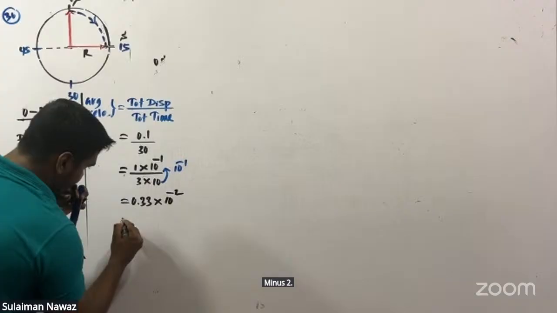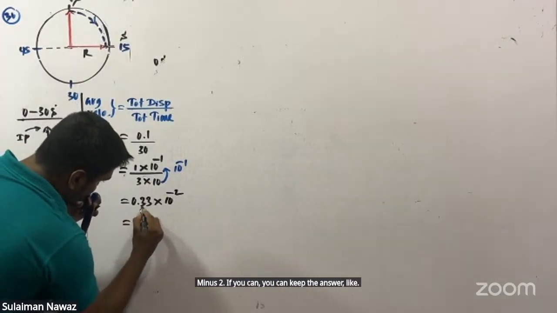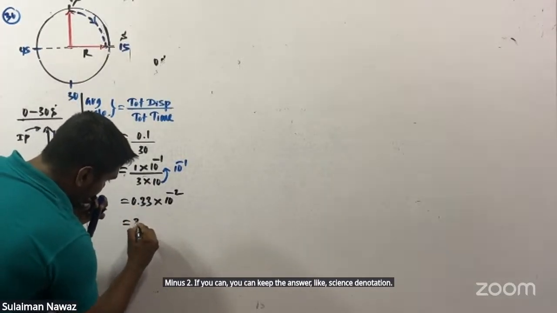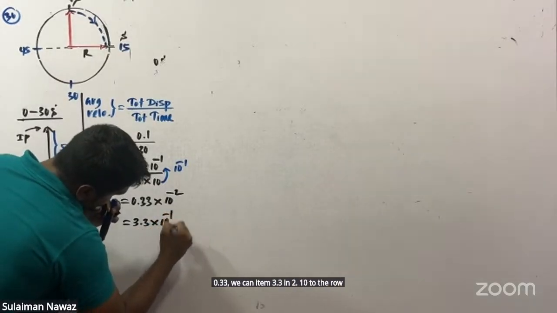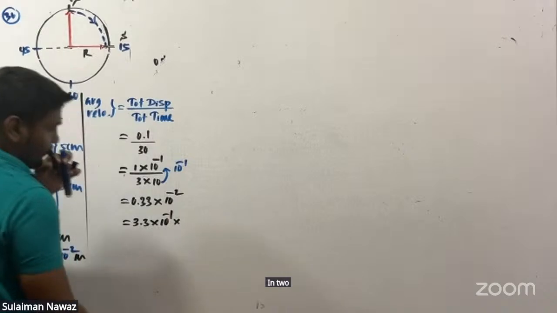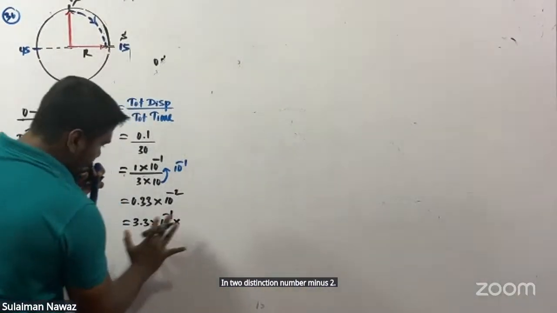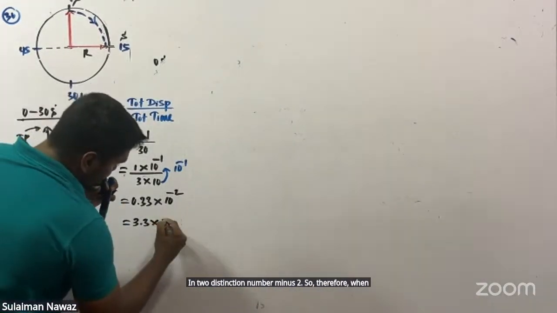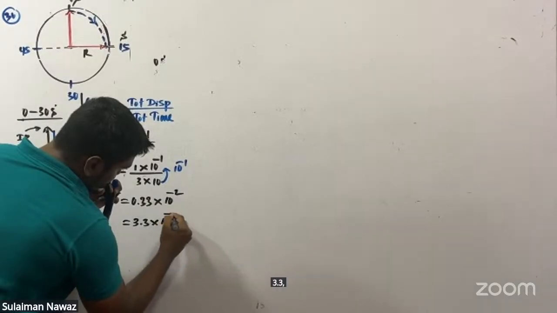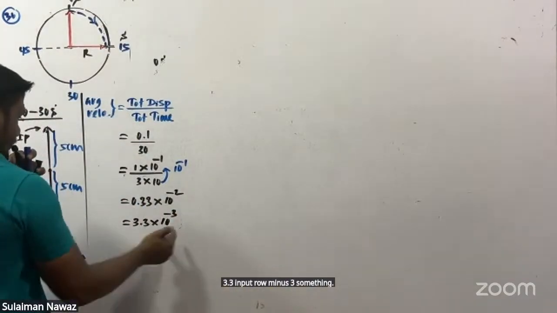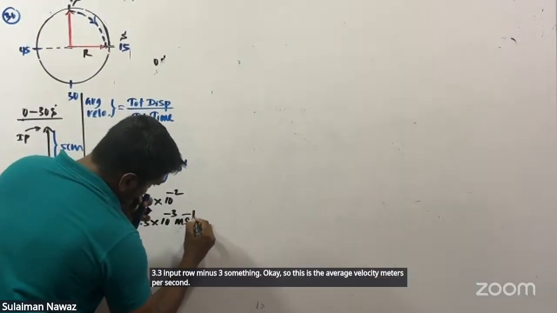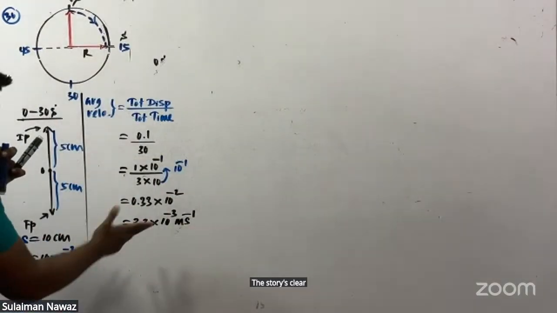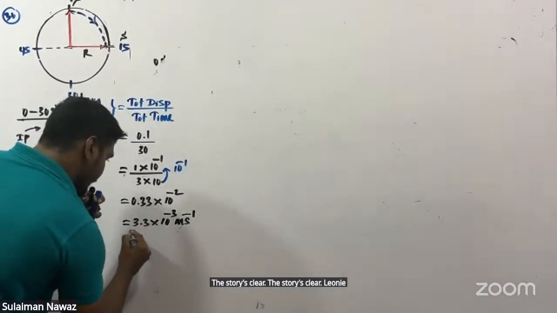If you keep the answer in scientific notation, 0.33 we can write as 3.3 into 10 to the power minus 1 into this 10 to the power minus 2. So when you simplify it, you get 3.3 into 10 to the power minus 3. Okay. So this is the average velocity in meters per second. The story is clear.